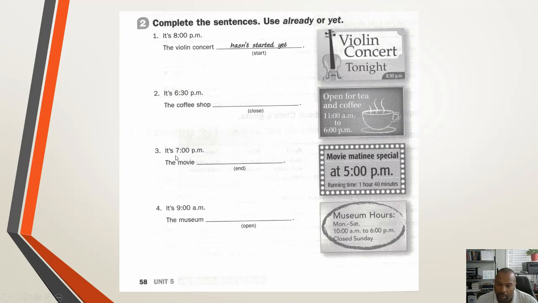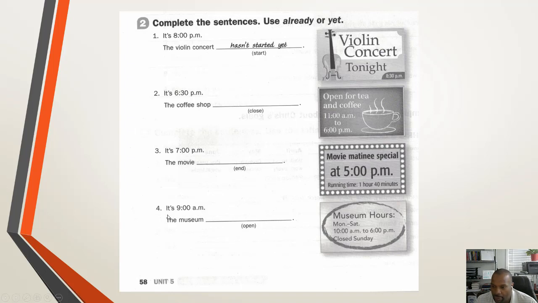Alright. Number 3, it's 7 p.m. The movie blank, and they want us to say end. So the movie starts at 5 p.m. and runs for 1 hour and 40 minutes. So if it starts at 5 p.m. it'll be done at 6:40. So that means if it's 7 p.m. the movie has ended already.